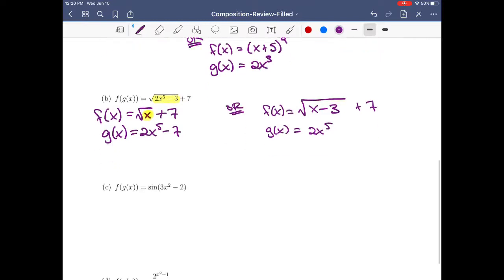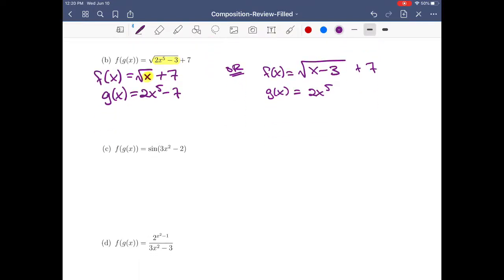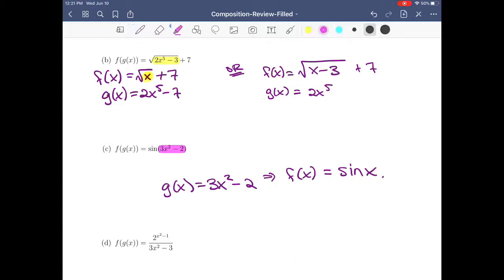Okay, now I have sine of 3x squared minus 2. So look for the inside function. It's going to be inside some other function. That's going to be the easiest way to figure this out. So I probably want my g of x to be 3x squared minus 2, and that means that my f of x is just going to be sine of x, so that when I replace this x with this, I get my composition function.